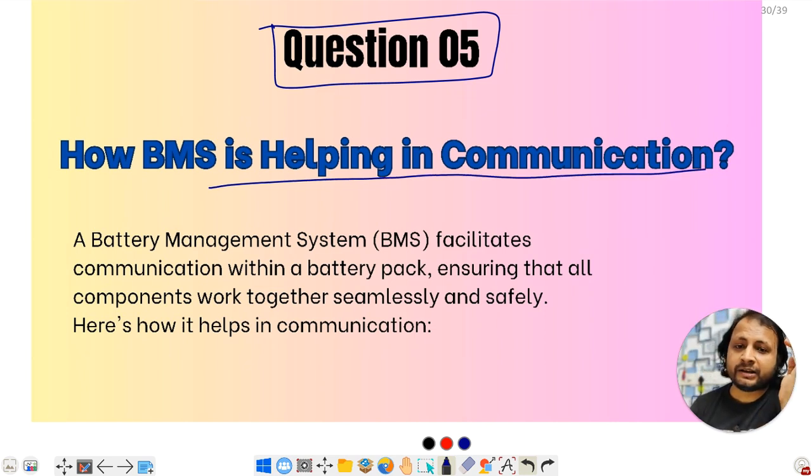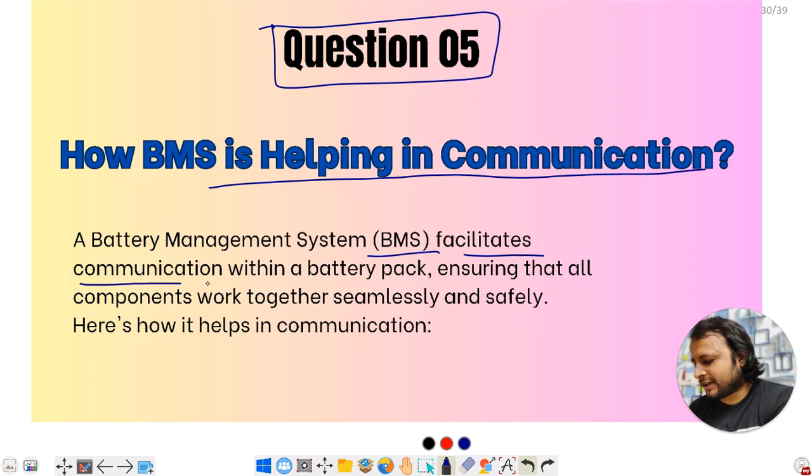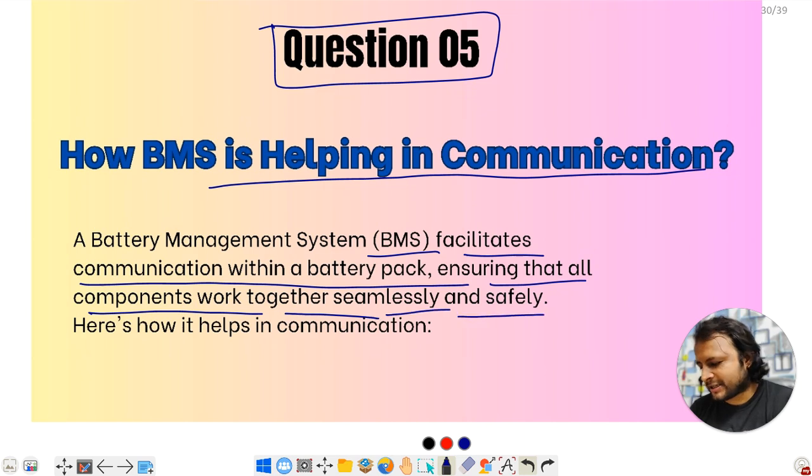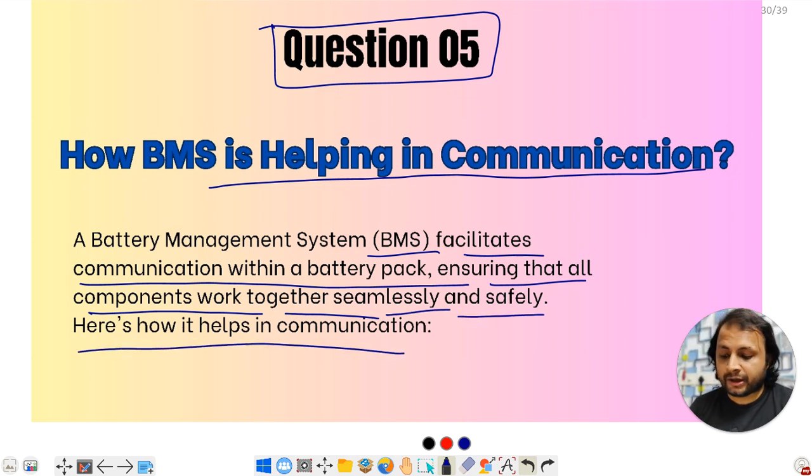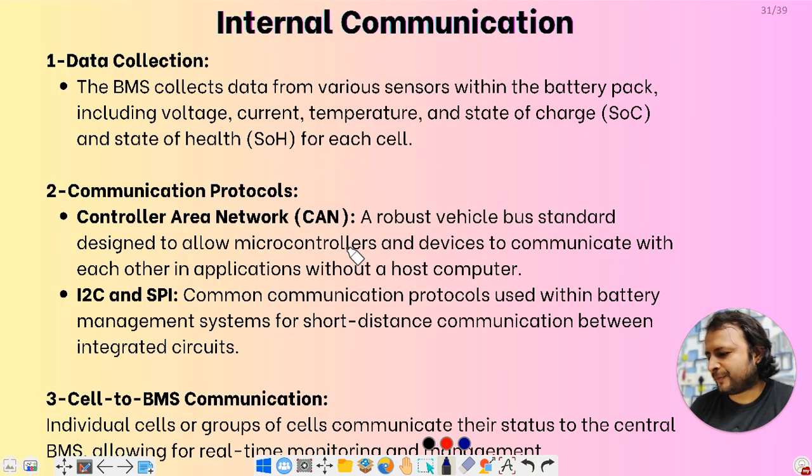We told you BMS also handles communication, and I told you BMS is very much helpful for the communication. So the battery management system facilitates the communication within a battery pack, ensuring all the components work together seamlessly and safely. And not only internal, we have two kinds of communication.